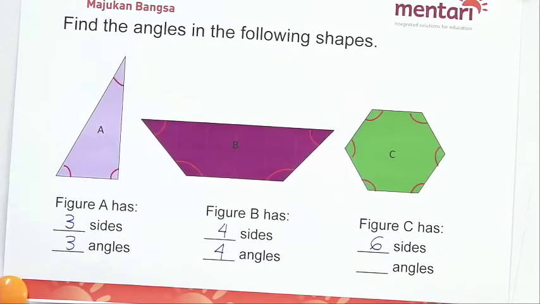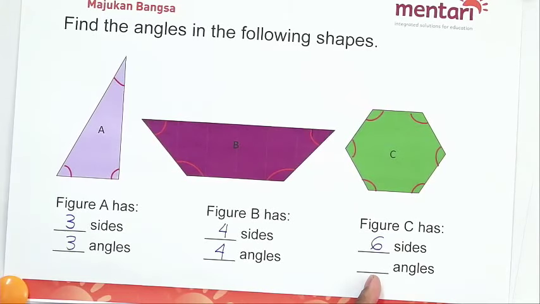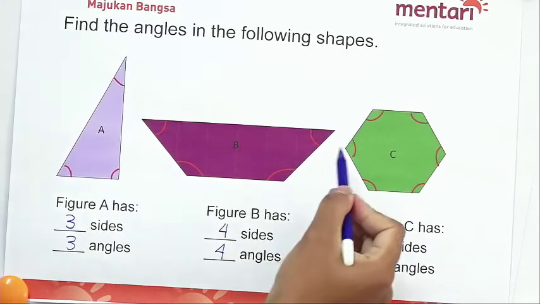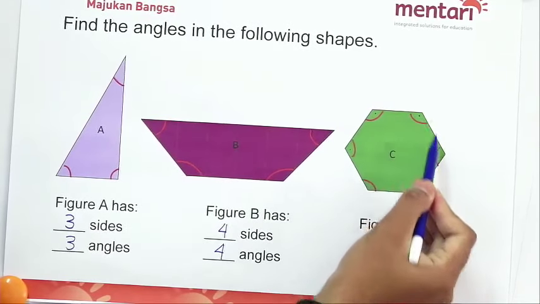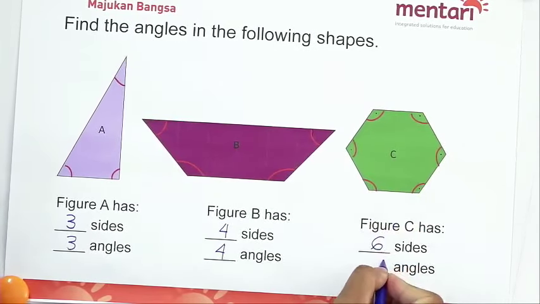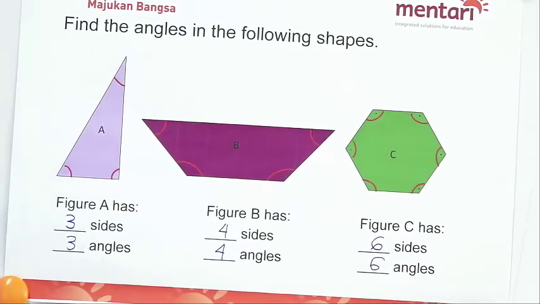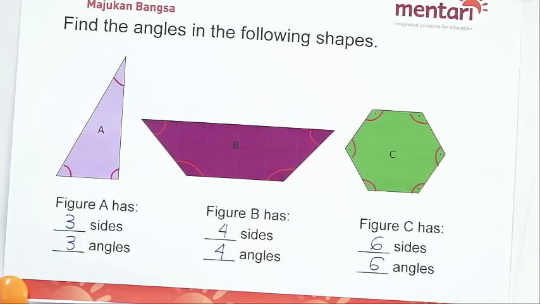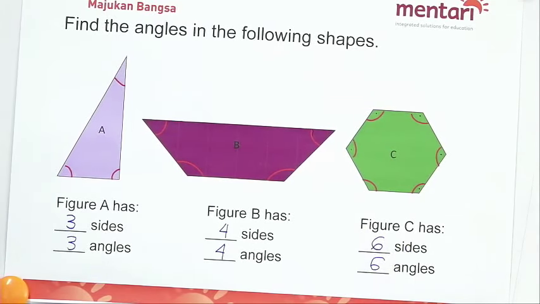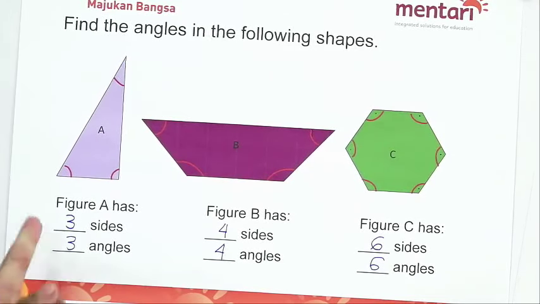Yeah, and how many angles in figure C? This one, yeah, 1, 2, 3, 4, 5, and 6. Oh, we have done this practice. But my question is, what do you notice from this practice? Figure A has 3 sides, 3 angles. Figure B has 4 sides and 4 angles. And figure C has 6 sides and 6 angles. That means the number of sides is the same as the number of angles.